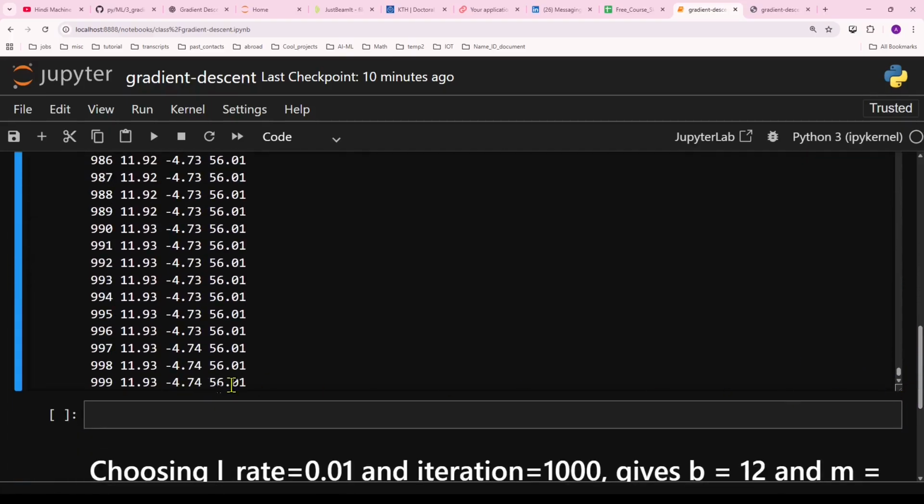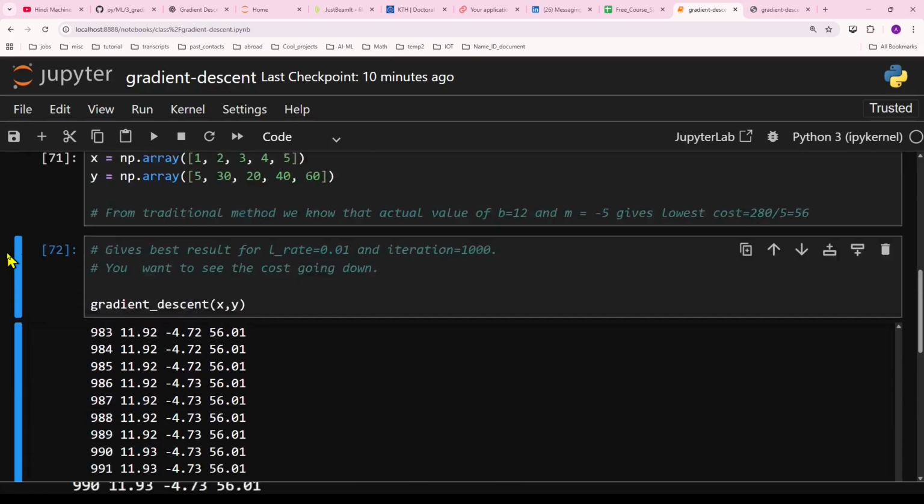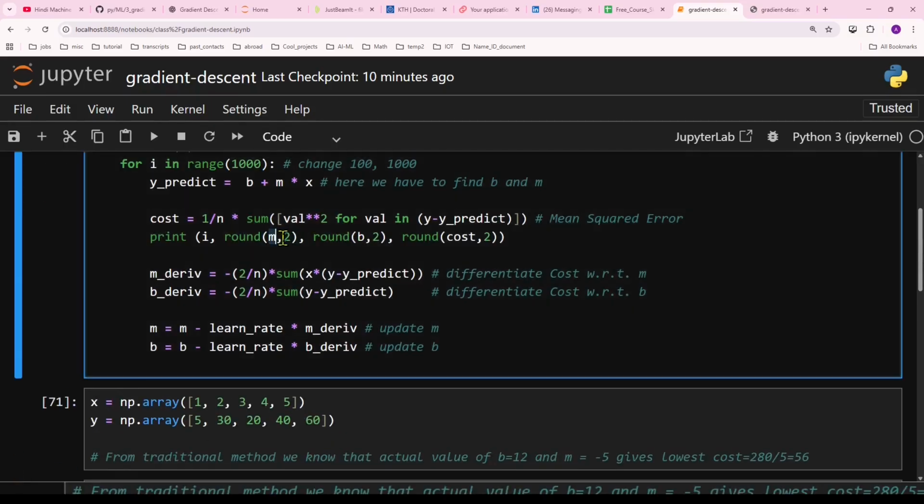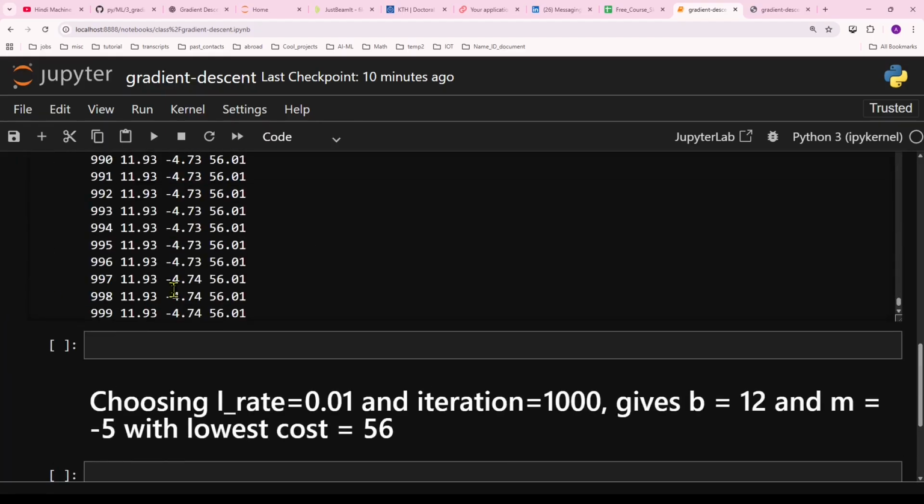Okay, so you can see that when my m is equal to 11.93, and let's see, is that what the value is? Yes, my first value is m, the second value is b. So when my m is 11.93 and my b value is minus 4.74, your loss is 56.04. So it seems like up to 1000 iterations, this is a good value.